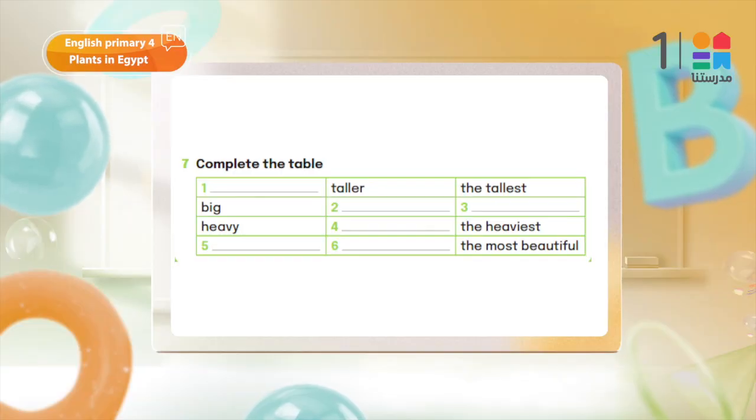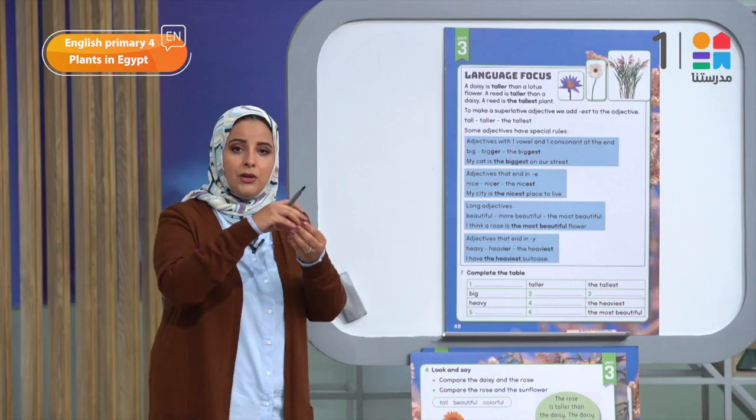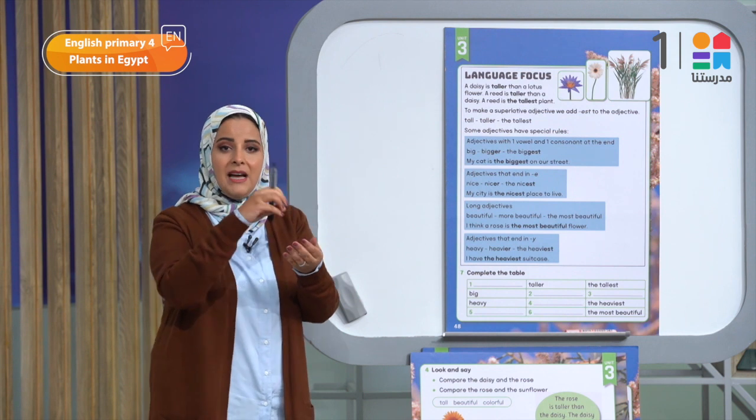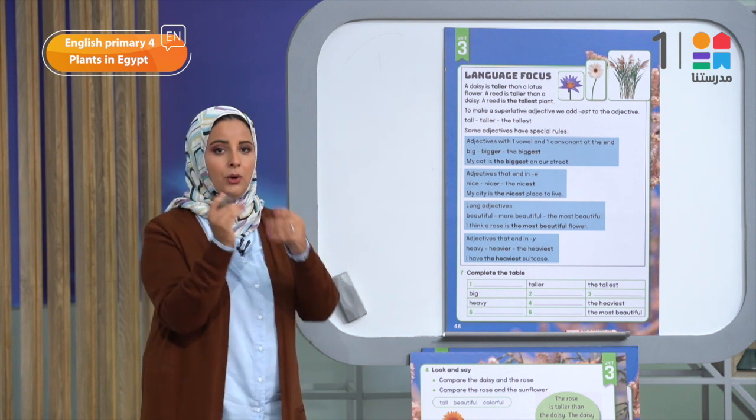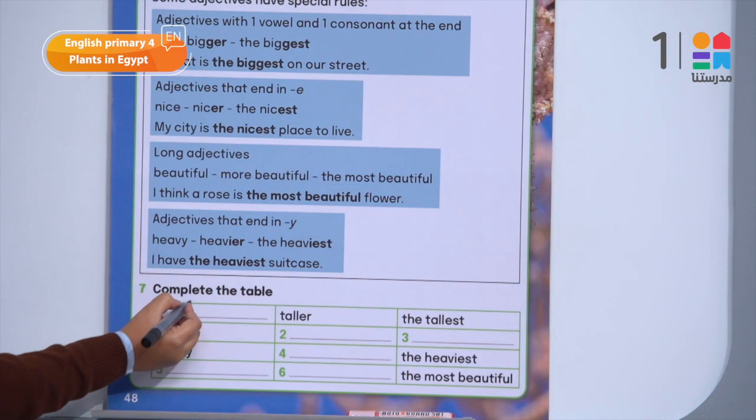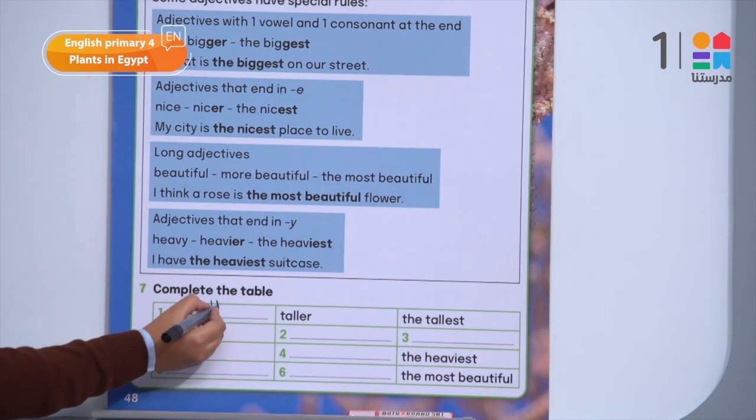We need to put an adjective here that becomes taller and then the tallest. Which adjective is this you think? The root of the word. Very good. Tall. So number 1, tall.